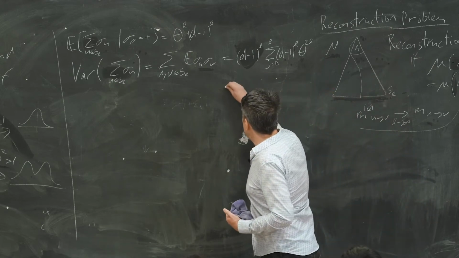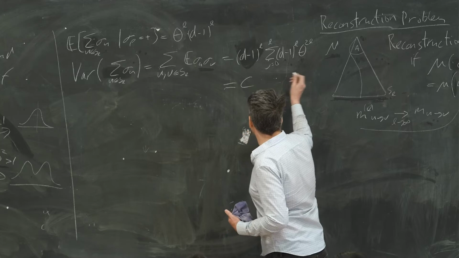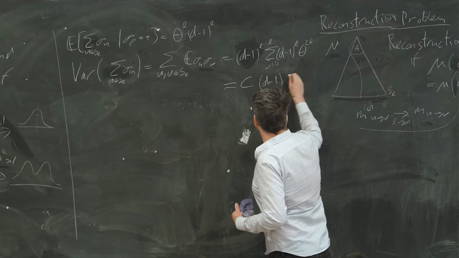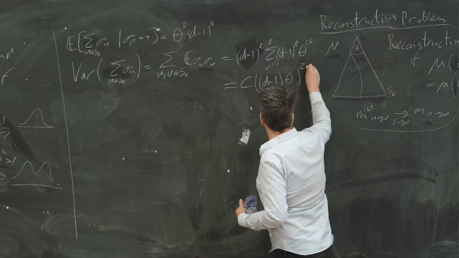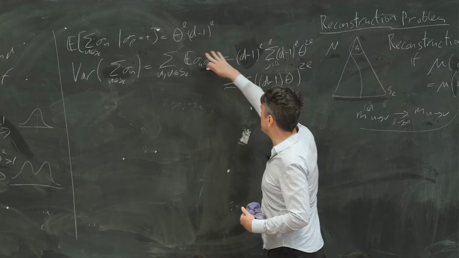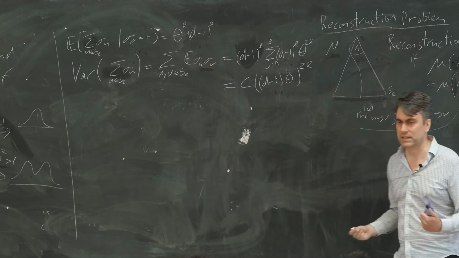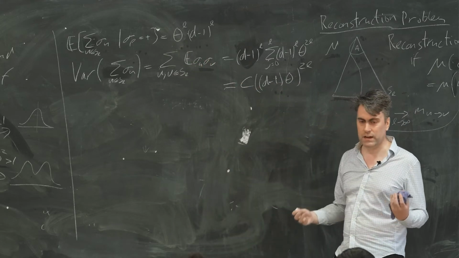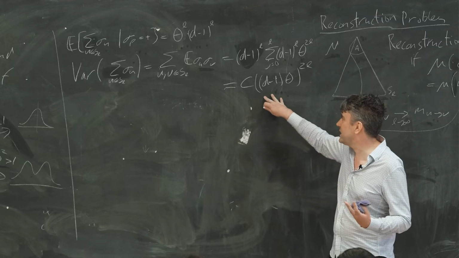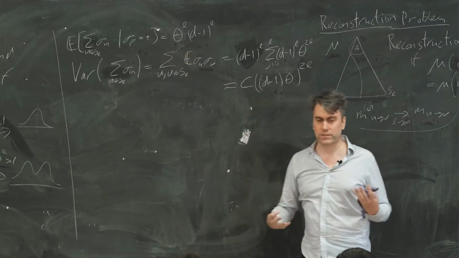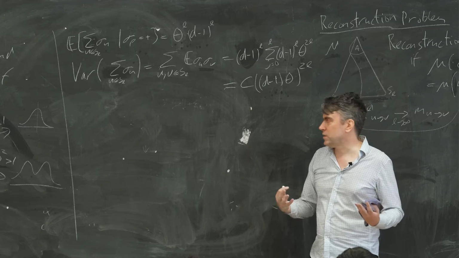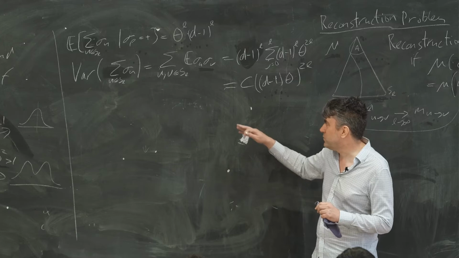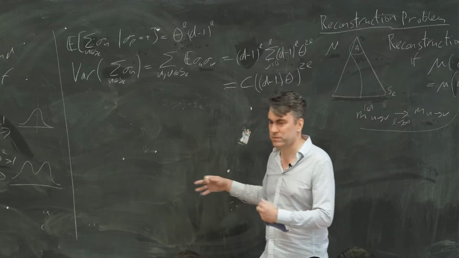So this is equal to a constant times d minus 1 theta to the 2L, which is the square of the expectation. So the signal and the noise, the standard deviation and this expected value, are on the same size, and so you have enough information. So you do have some information in the limit.